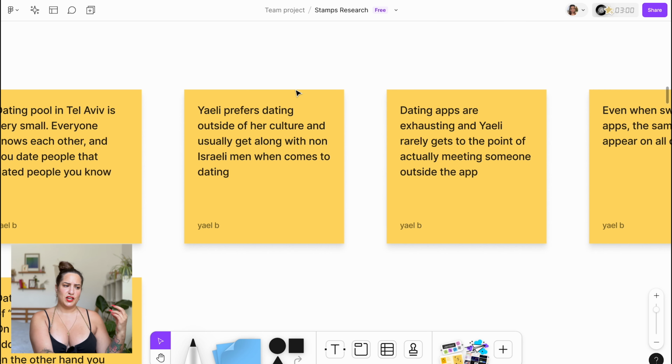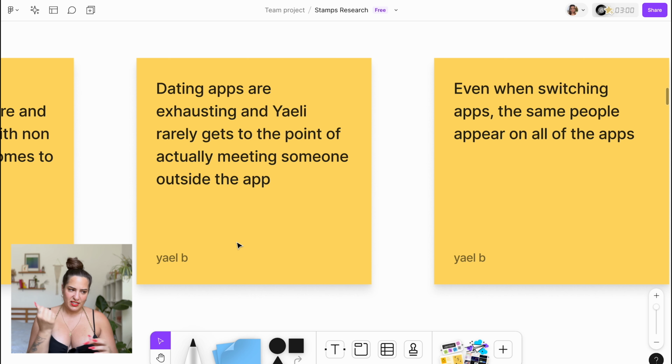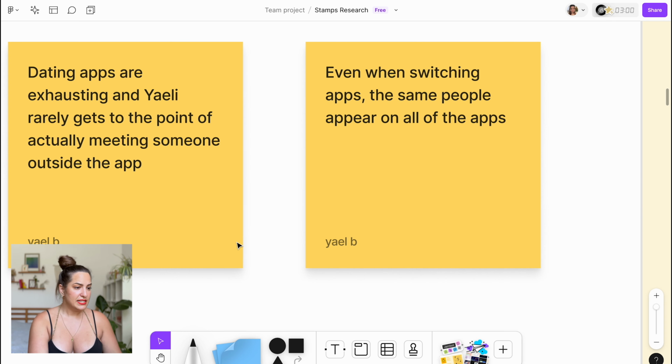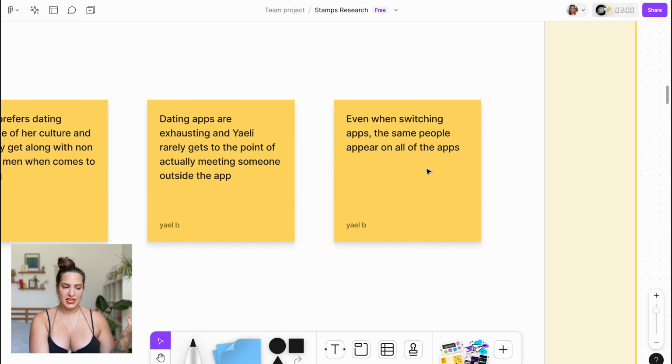Prefers dating outside of her culture and usually gets along with non-Israeli men when it comes to dating. Dating apps are exhausting and I rarely get to the point that I actually meet someone outside the app. As I said, I don't go out on dates from the app. Even when switching apps, the same people appear on all of the apps. As I said, Israel is small, Tel Aviv is small. It doesn't matter which app I open. It's literally the same people.